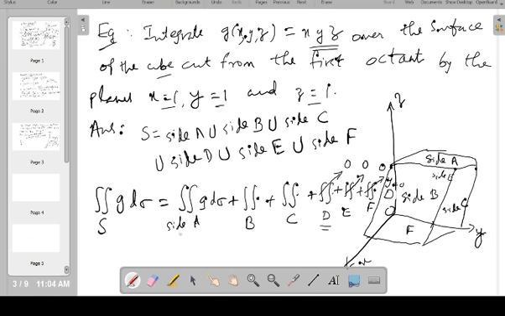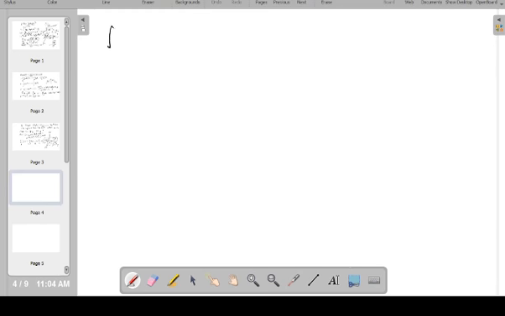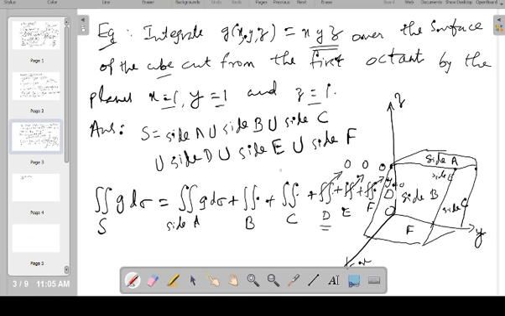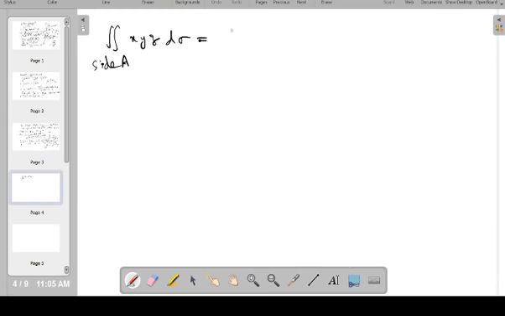So now let us look at the surface integral over side A. Surface integral over side A, G of xyz d sigma equals... Now what is side A? Side A is this. So this is the plane z equal to 1. So xyz becomes x into y into 1. So x into y into 1 d sigma over side A.